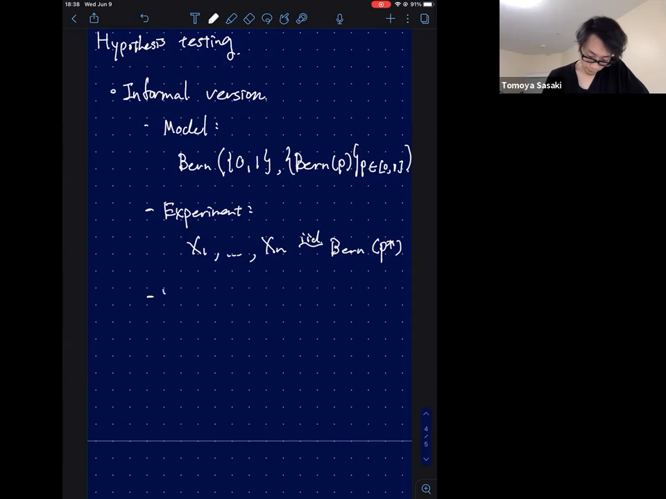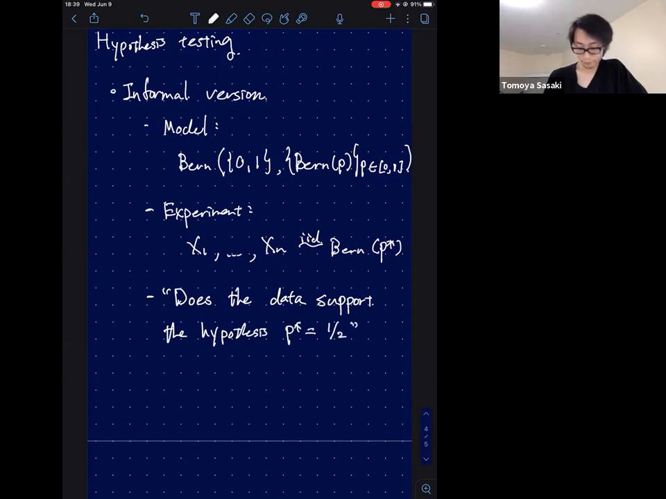For example, does the data support the hypothesis that P star is 1/2? So for example, if you're doing a coin flip, you want to know whether the coin is biased or not.